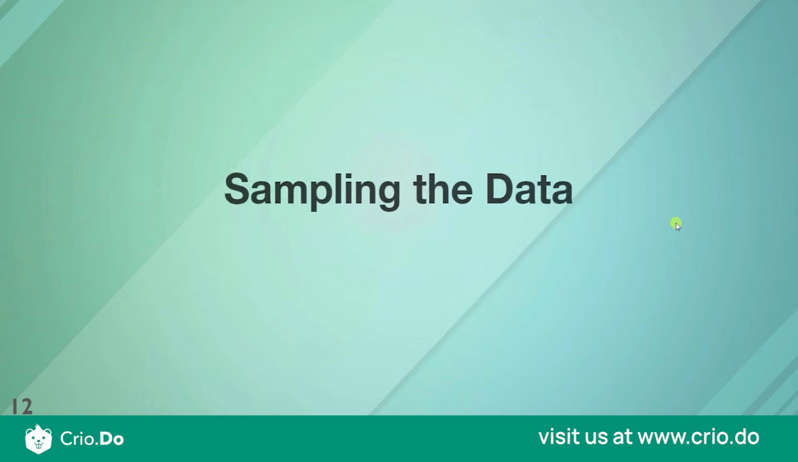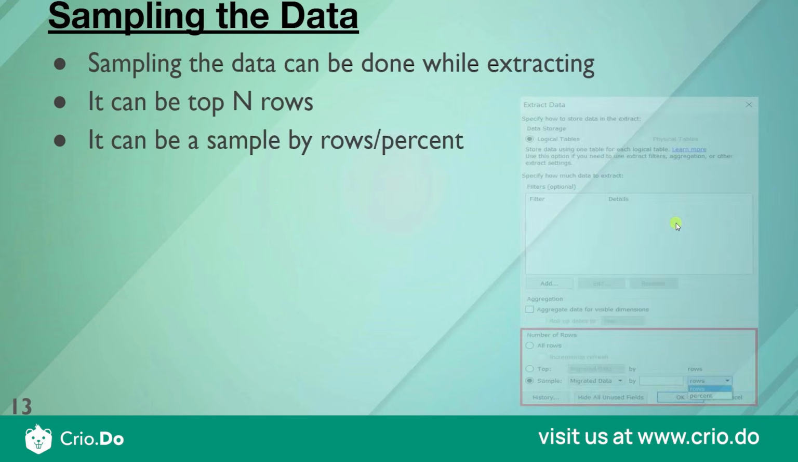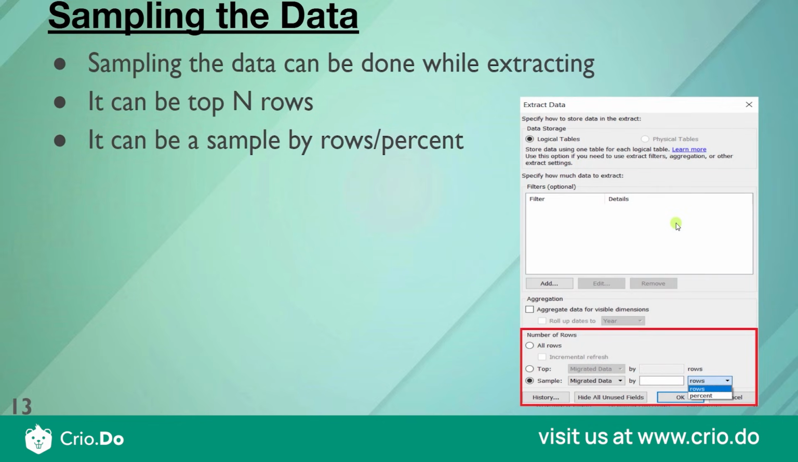That's it. The next one is sampling the data. While extracting, you can actually sample your data. Sampling is useful when you are unsure of how the data would be, or if you're just starting some kind of analysis. Some data analysts sample out the data and go for the analysis, because sampling randomly picks up the rows.